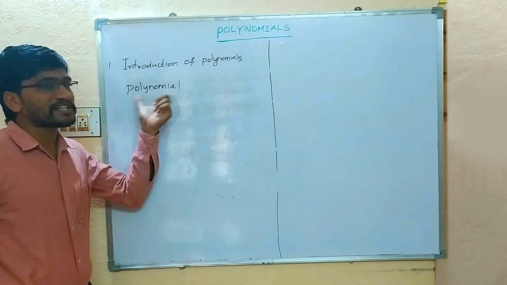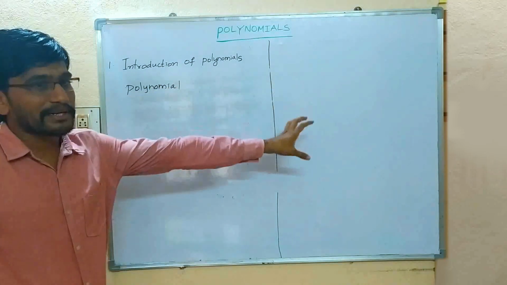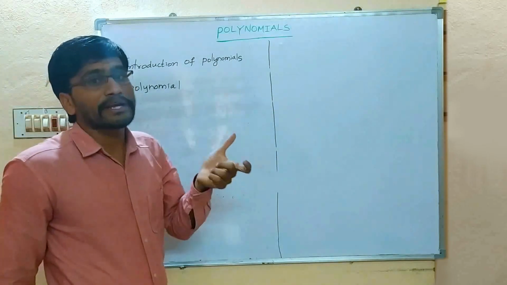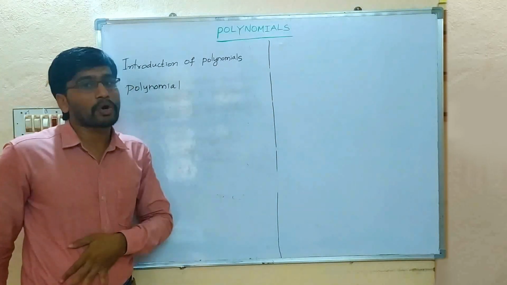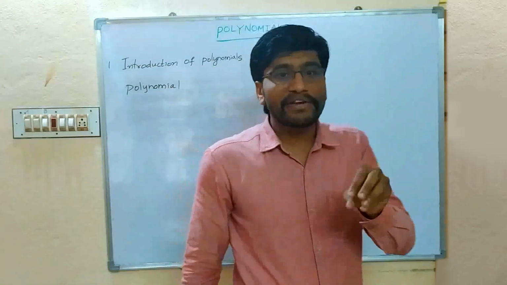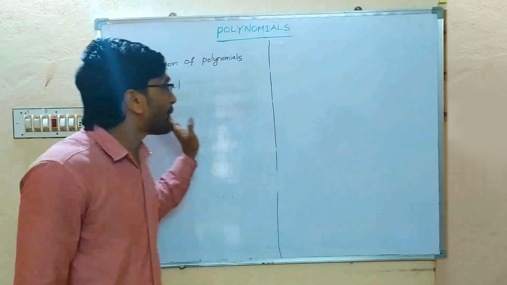Now what is the definition of a polynomial? We already know the definition of an algebraic expression. An algebraic expression in which the powers of variables are non-negative integers is called a polynomial.